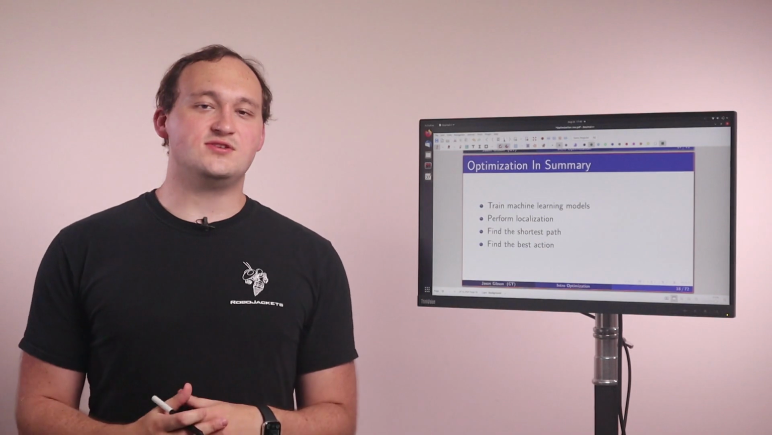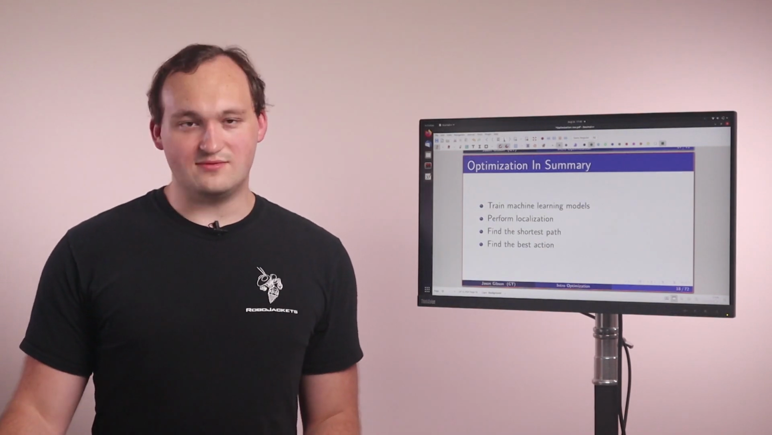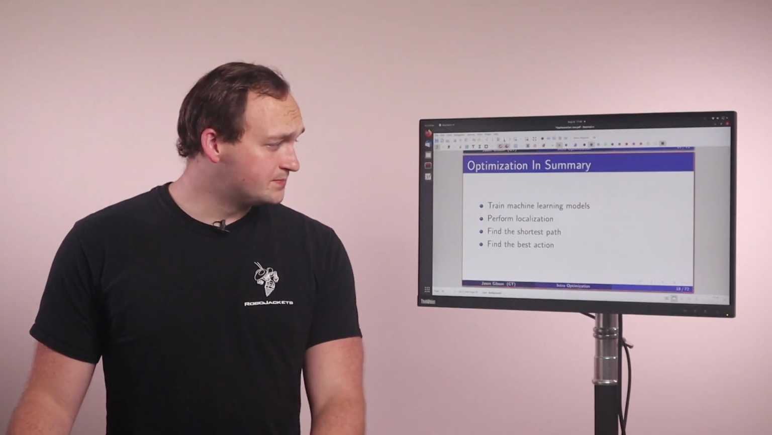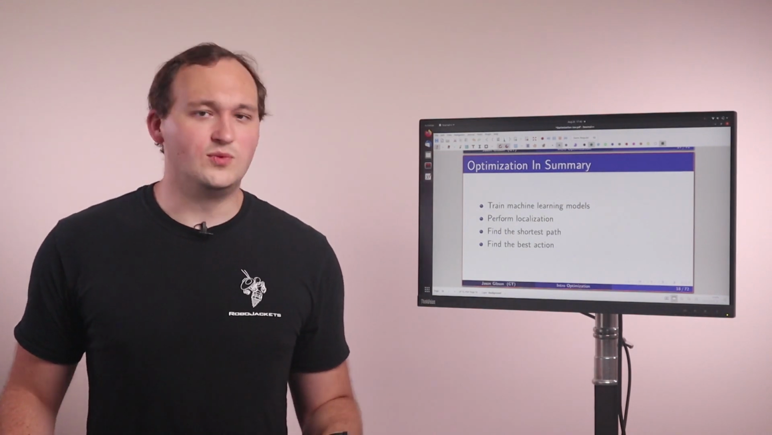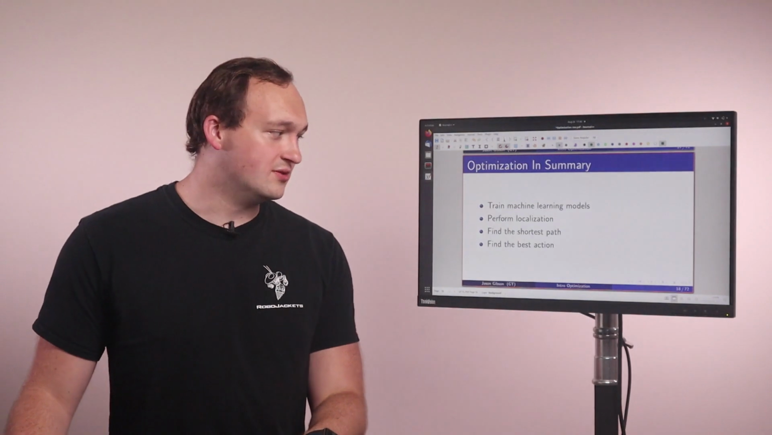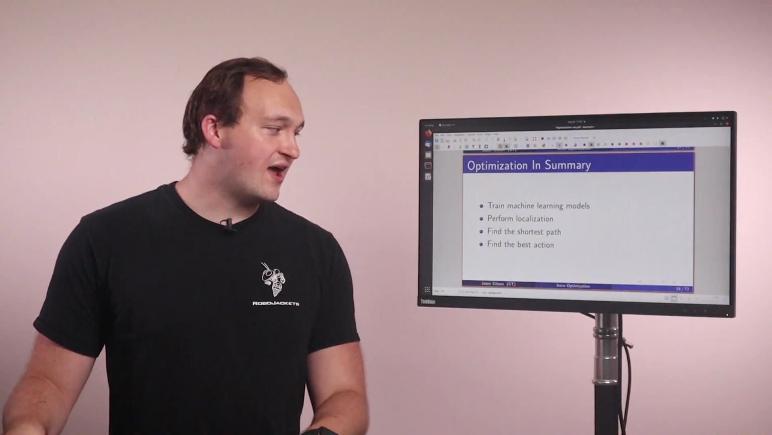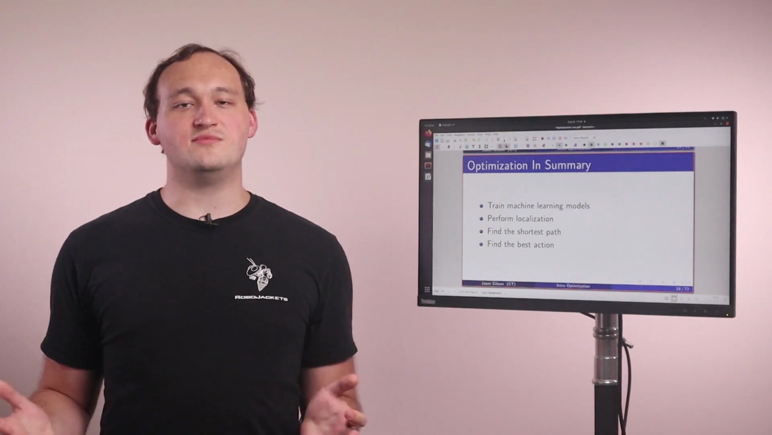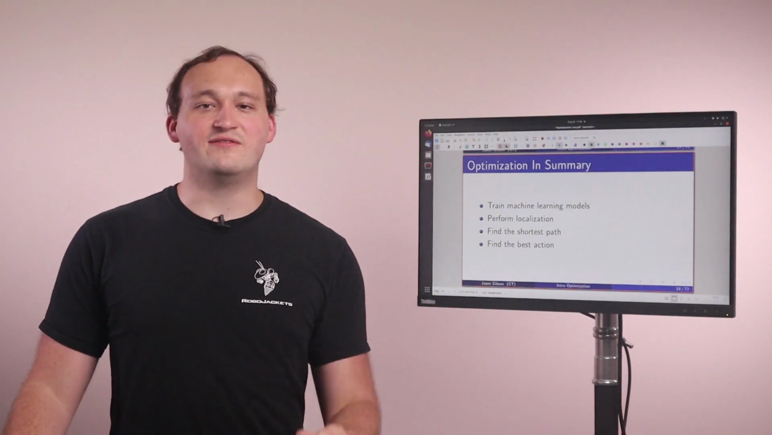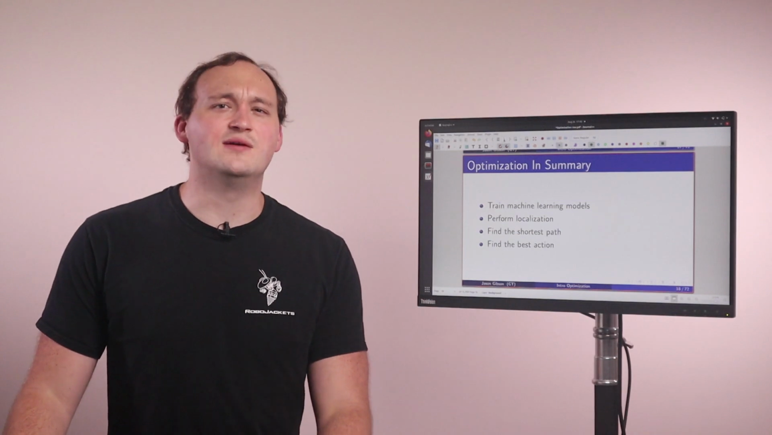So in summary, optimization is a really important part of robotics because it makes up a large part of our tool set. We use optimization problems to train things like machine learning models. We can use optimization to do things like localization. We can use it to find the shortest path, and we can also use it to find the best action. Now this is a wide range of different objectives, which is one of the reasons my advisor kind of looks at the whole world as one giant optimization problem.